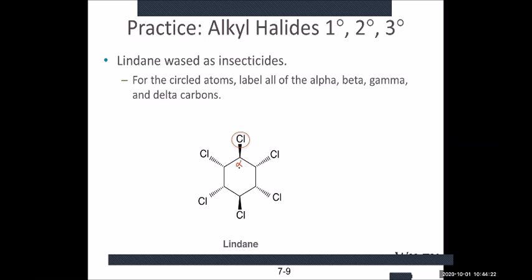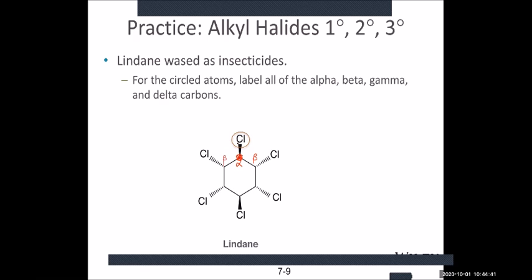Delta is far away, one step further from the gamma. So if this is the alpha, then one step further away from the halogen leaving group, this will be the beta. And likewise, this will be beta.